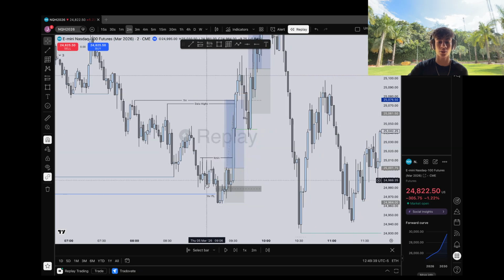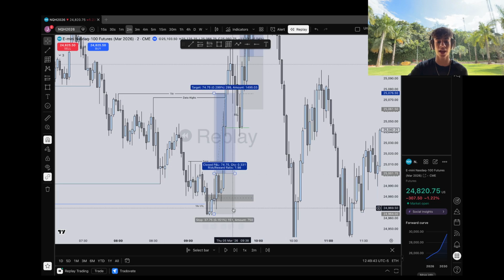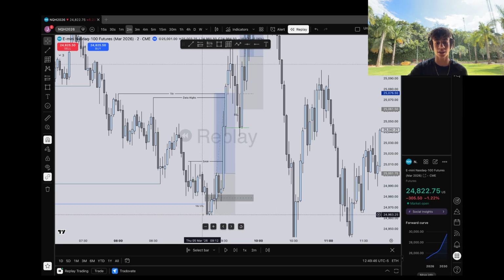And what we had was this 2-minute inversion. We got this nice displacement candle here. I entered off that, risking 250. Stop loss at the body candle closure. TP at the 1 hour.